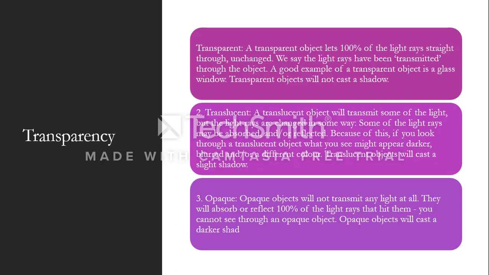Transparency. Transparent. A transparent object lets 100% of light rays straight through unchanged. We say the light rays have been transmitted through the object. So an example of this is a glass window.